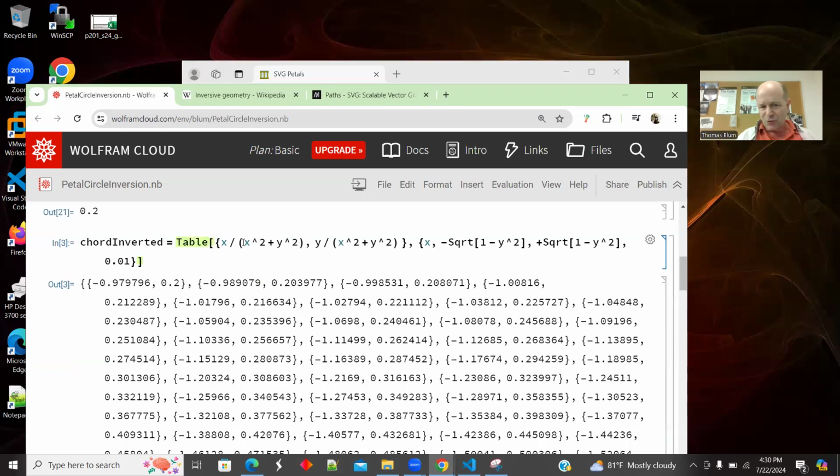Think of this as the square root squared. One of them is the x over that, giving me the horizontal component, and the other one is the inverted radius of this circle inversion. So I'm just generating all that. I had a chord, which was just horizontal with this y of 0.2, and then I am taking my procedure to invert the chord.